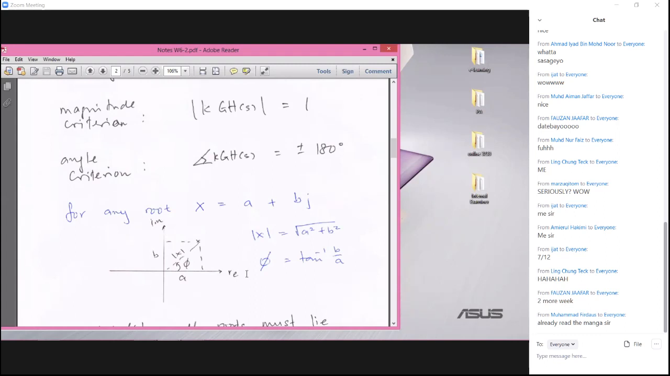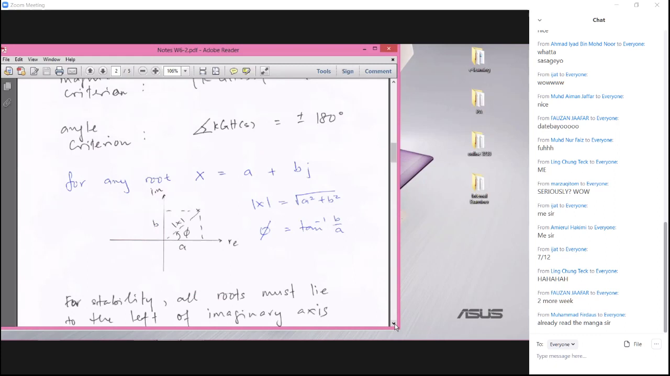If you go clockwise, the angle starts at 0 on the real axis. Going clockwise, here is -90, -180, -270, and -360. So that is why this plus and minus sign comes from. So those are the two criteria that you must always meet when you draw the root locus diagram.